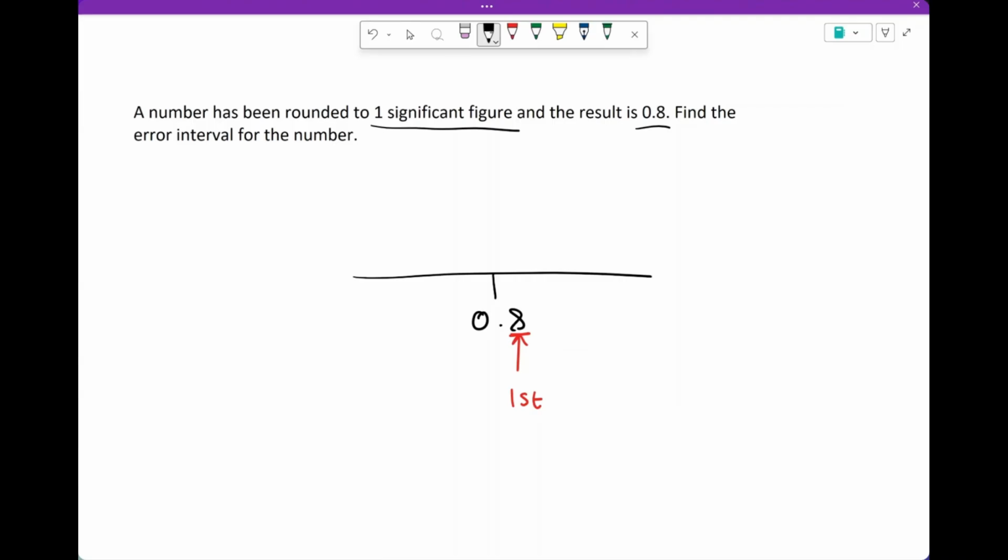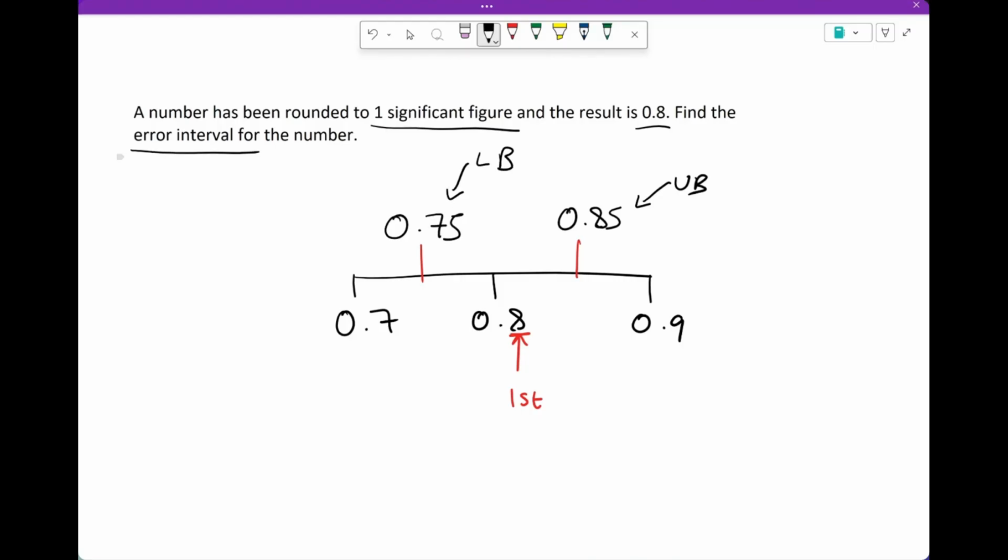So we're going to add 1 to that place value to get 0.9, and we're going to subtract 1 from that place value to get 0.7. And then my midpoints are my upper and lower bound. So my upper bound would be 0.85, and then my lower bound would be 0.75. So then we can write out our error interval. Okay, we'll call our number x, x in the middle, upper bound to the right, 0.85, lower bound to the left, 0.75, and then the same as or greater than pointing to the x for the lower bound, and a smaller than pointing to the x for the upper bound.